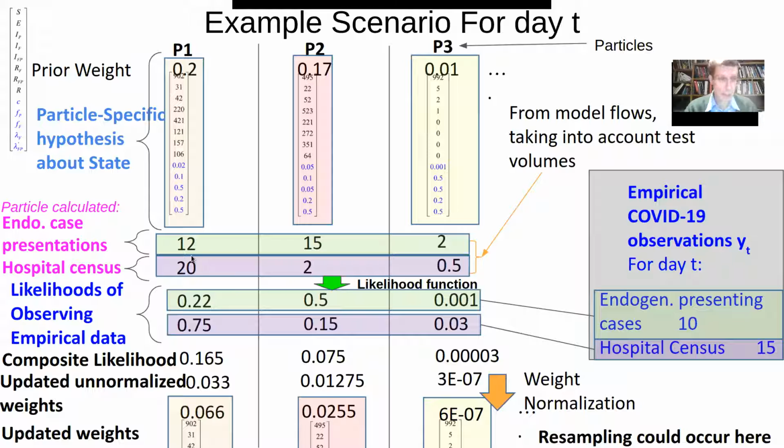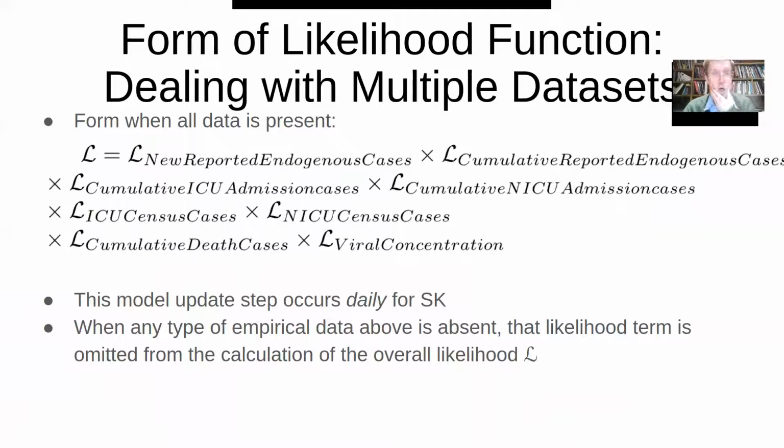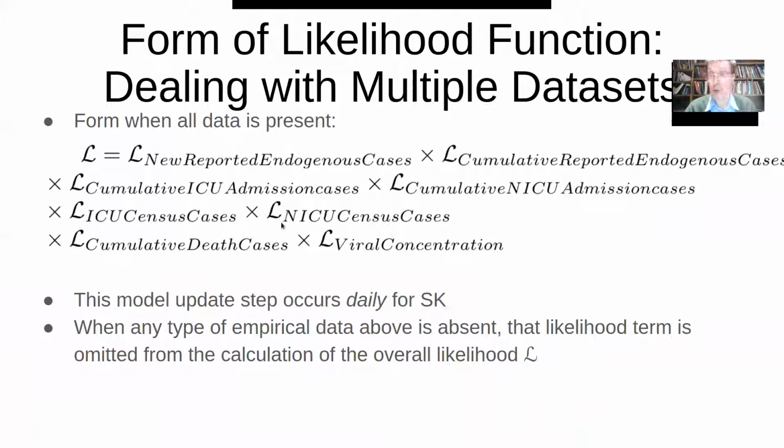Given that particle's expectations say about how many cases there should be now or what the hospital census should be, when a new observation comes in, say here on the right, we compute its likelihood functions and come up with a likelihood that the particle state would explain this data. By multiplying multiple likelihoods, we get a composite likelihood, and we use that to update the weights and then renormalize. So when we have multiple measurands, we update the weights accordingly by multiplying these for our simple case.